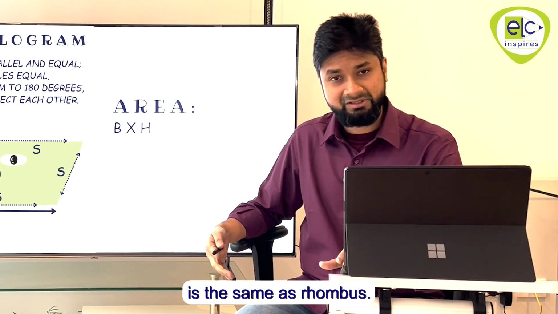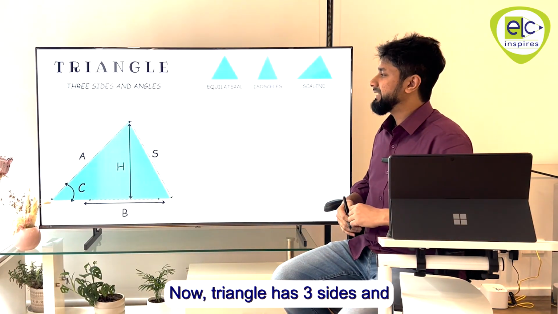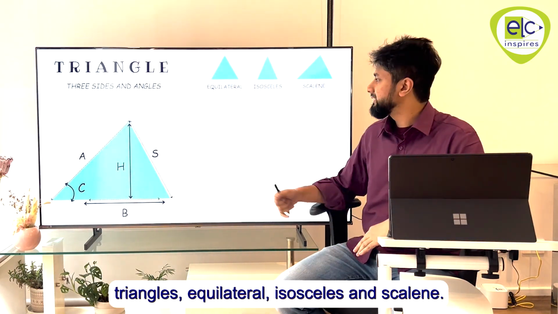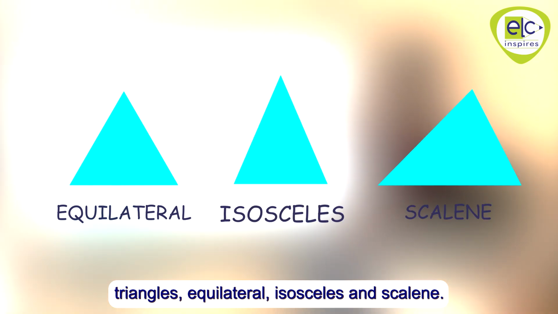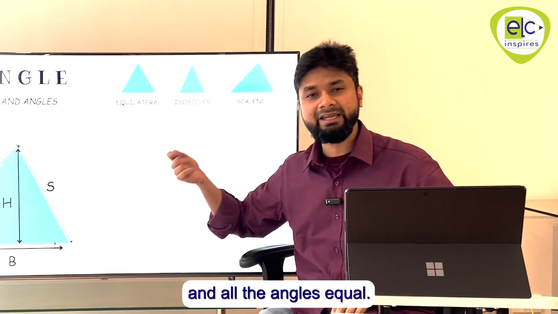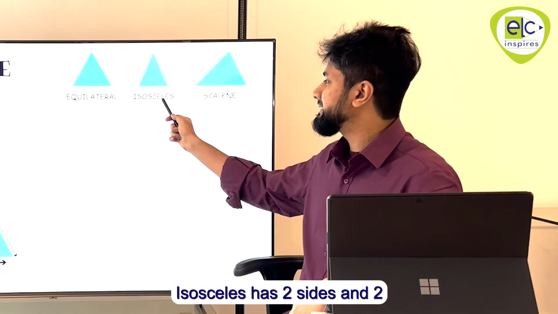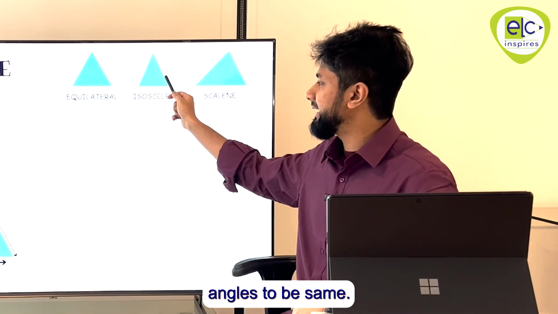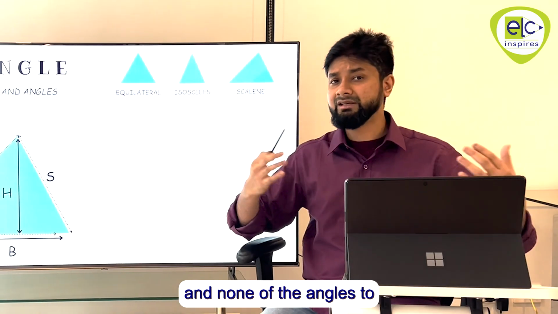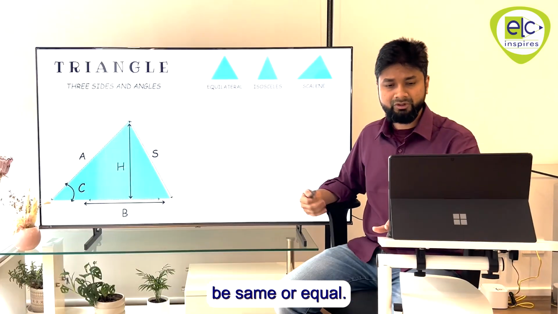Now, triangle has 3 sides and 3 angles, and we have 3 types of triangles: equilateral, isosceles, and scalene. Equilateral triangles have all the sides and all the angles equal. Isosceles has 2 sides and 2 angles the same. Scalene has none of the sides and none of the angles the same or equal.